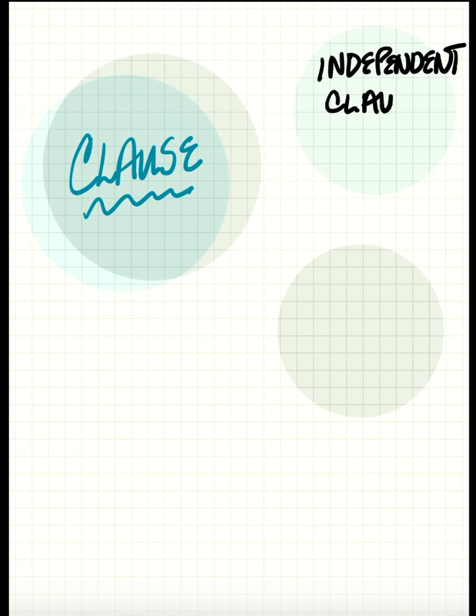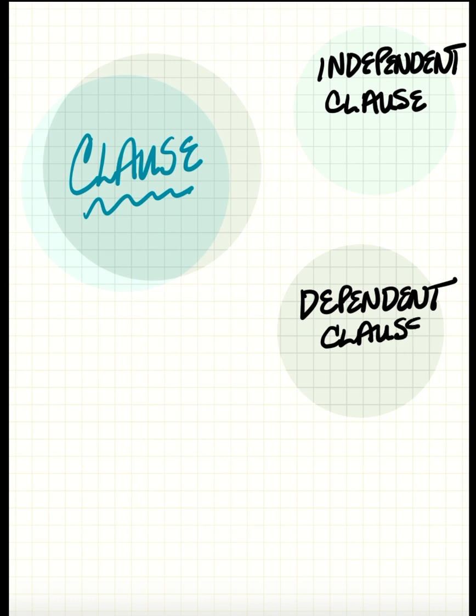Now, both of these clauses have those crucial elements which I've outlined earlier. They both have a subject and a predicate, or else they wouldn't be clauses. However, the independent clause can stand on its own as a sentence. And the dependent clause can stand on its own.